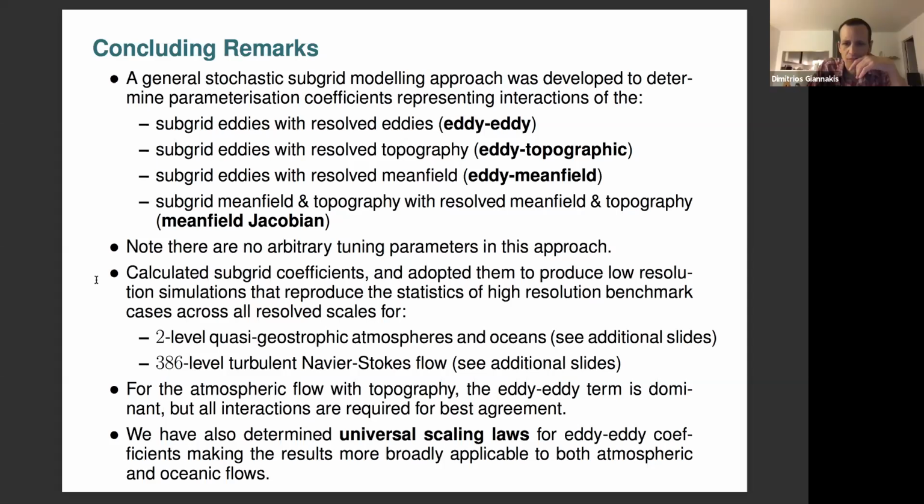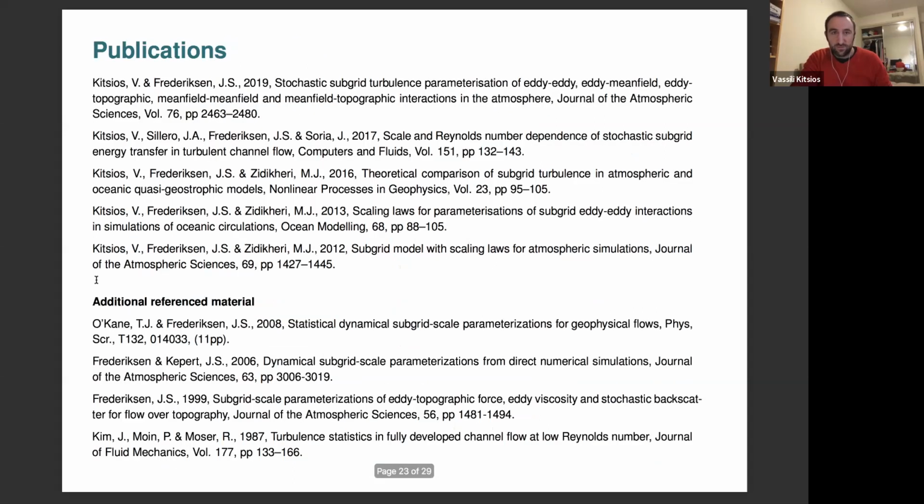For the atmospheric flow with topography, the Eddy-Eddy term was dominant, but all interactions are required for best agreement with the DNS. And also for the Eddy-Eddy terms, we've demonstrated universal scaling laws that collapse atmospheric flows across levels and also oceanic flows across levels. And when non-dimensionalized appropriately, the eddy viscosities for the atmosphere and ocean also agree. I might just leave the publications up for those of you that might be interested.